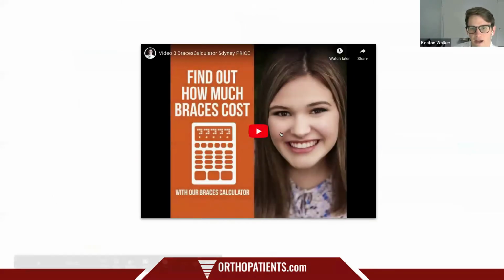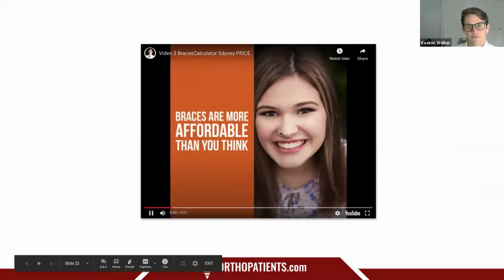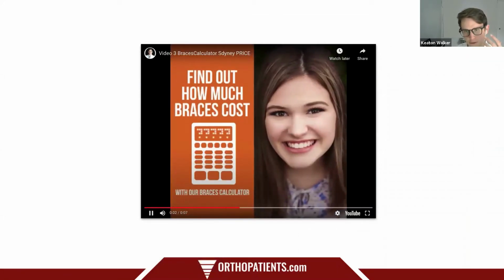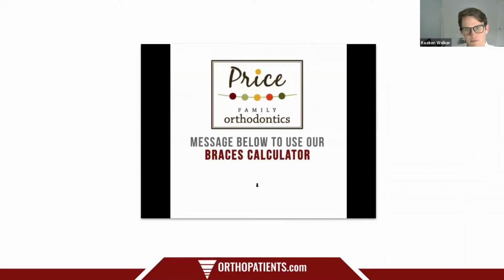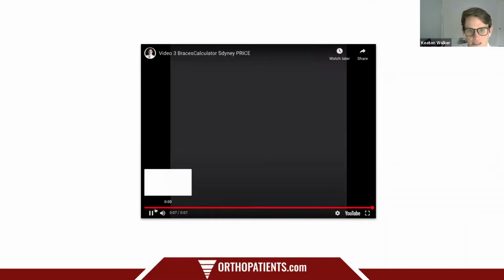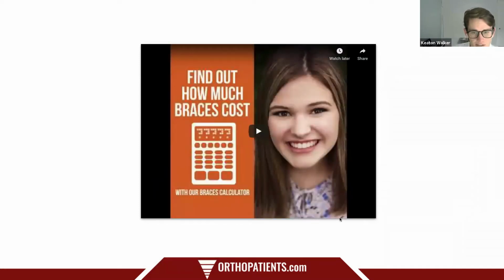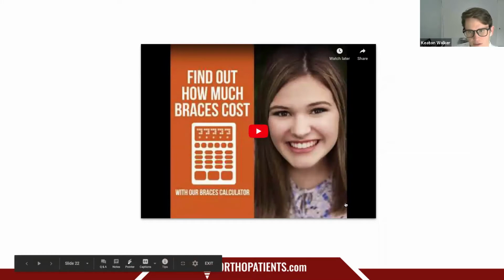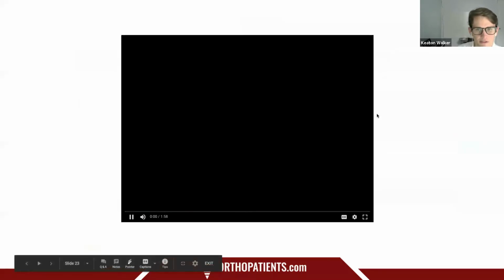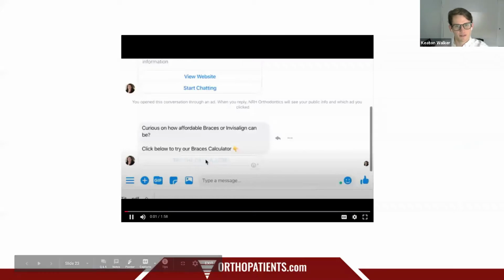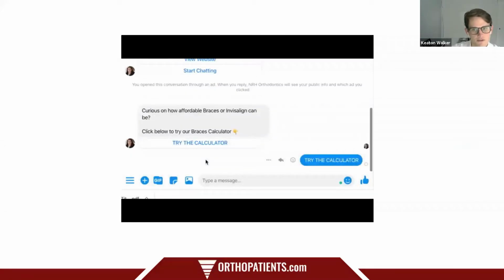So this is what the ad looks like from the user standpoint. They're going to scroll through Facebook and see something like this that says, find out how much braces cost with our braces calculator. Then they go through something that looks like this, which you've seen a little bit of in the examples, but first they're going to click on try the calculator.